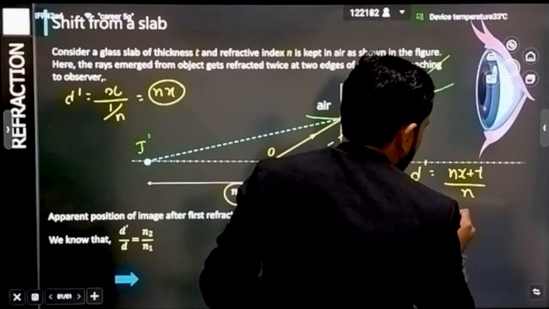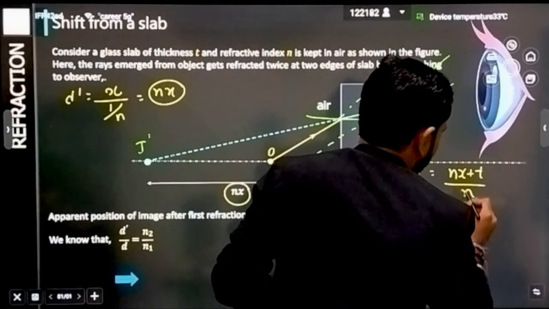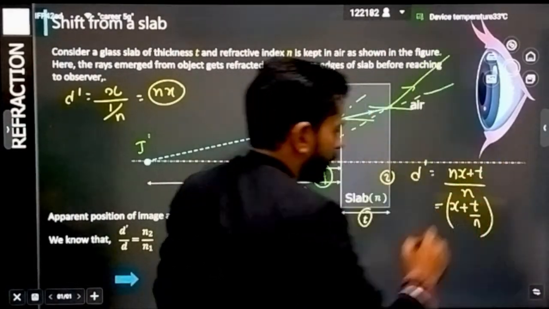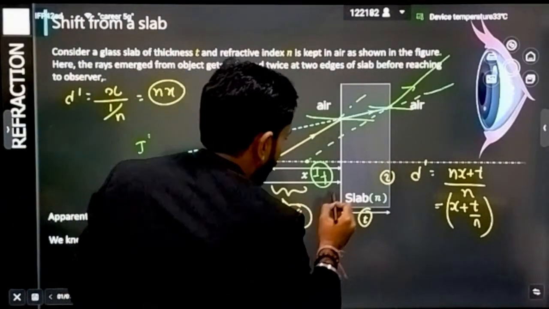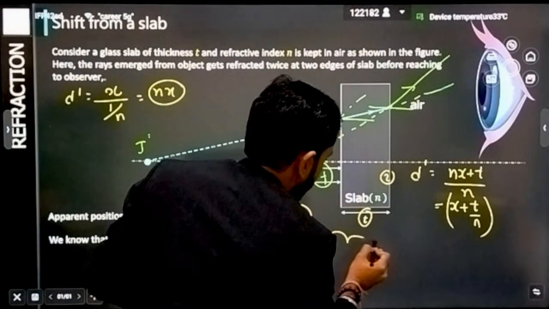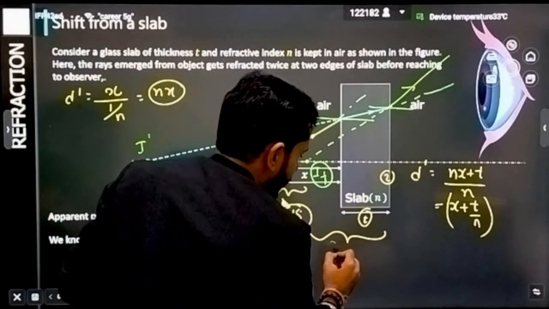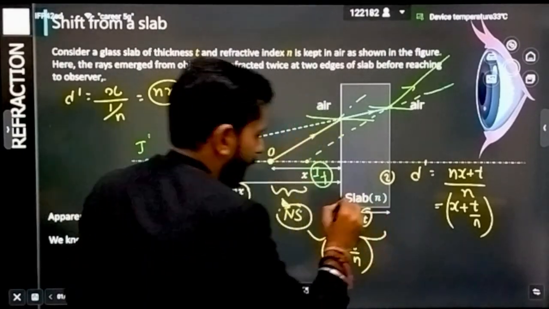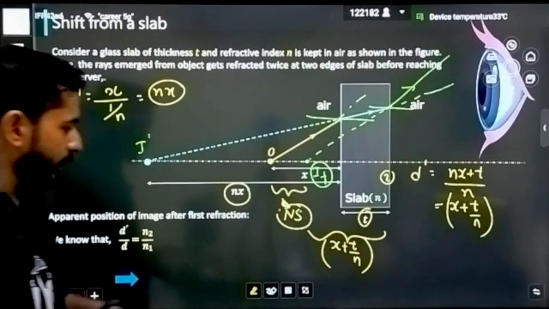There is no need for writing. So I will name this d dash. D dash will be equal to x plus t by n. This is what I have got. That means if I have to quote this complete distance, the final image I have drawn, please see the distance very carefully. This will be written as x plus t by n. Clear?